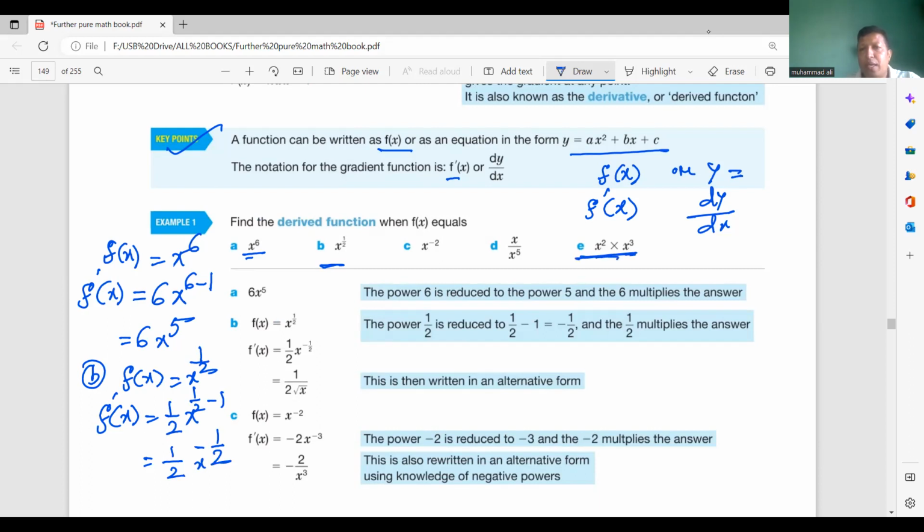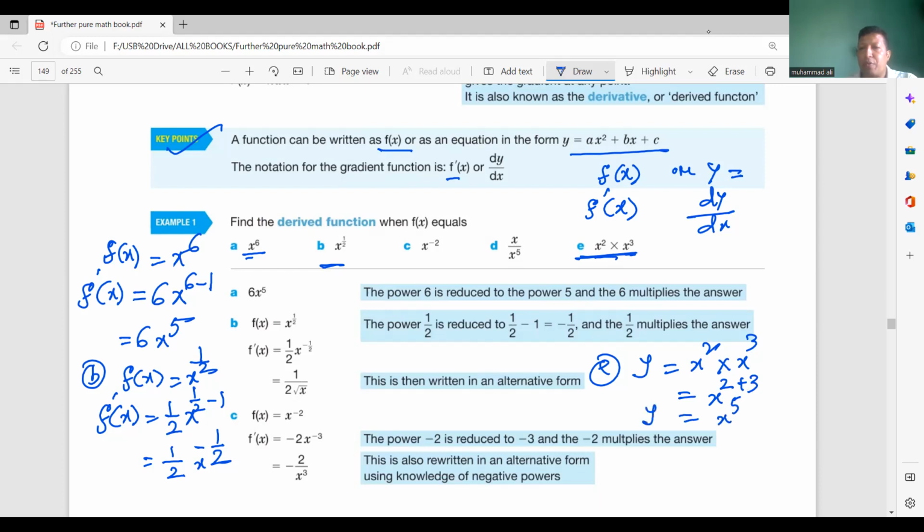Now, how can we do part e? Like y equals x squared multiplied by x cubed. These are in index form. As both of these have the same base, the powers are added. So it will be x to the power 2 plus 3, so it will be x to the power 5.